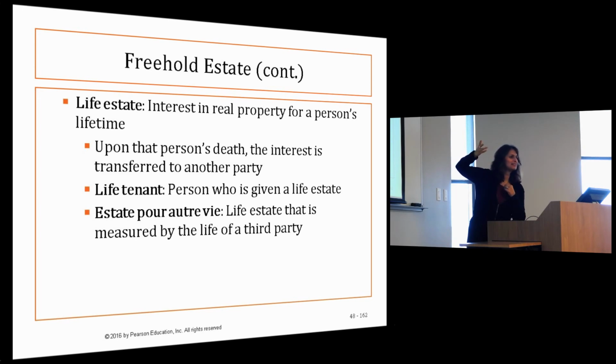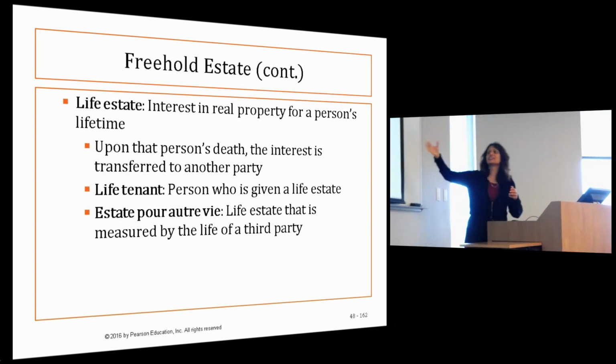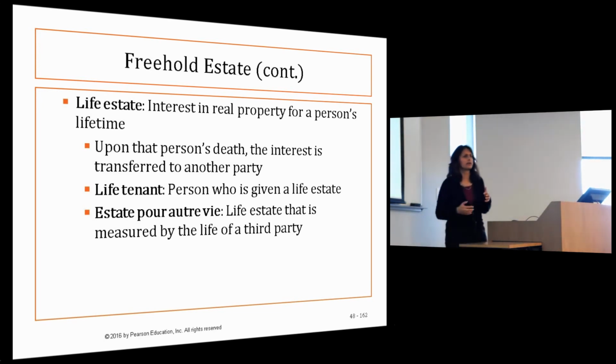What does it mean? Vie is life. For someone else. My pronunciation is horrible. A life estate that is measured by the life of a third party. So you could potentially have a life estate where you measure it, and this sometimes happens, right? You're going to leave something to charity, and you're not going to measure it based on the life of one person. You may be basing it on the life of a much younger person, right? Assuming the life expectancy.